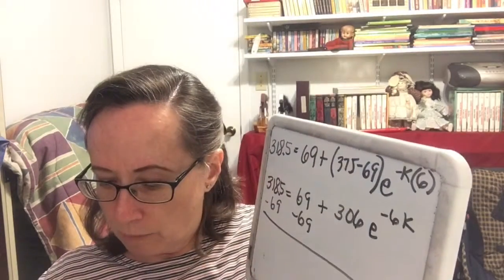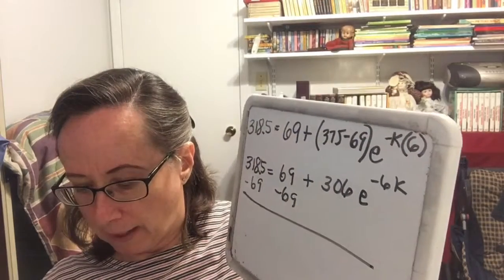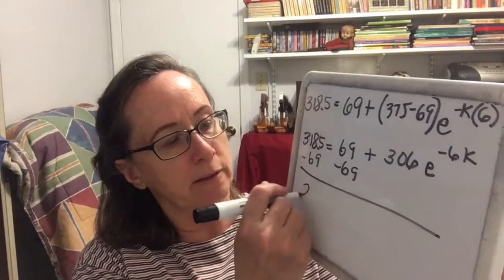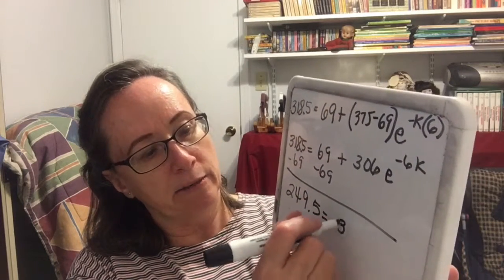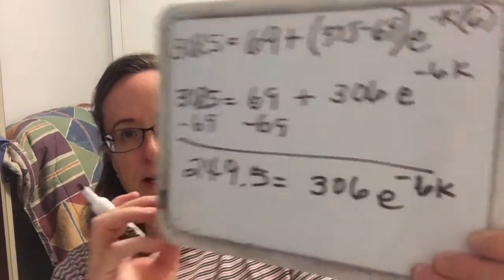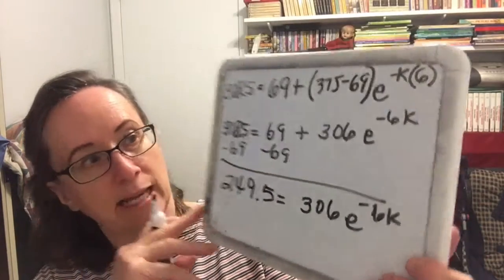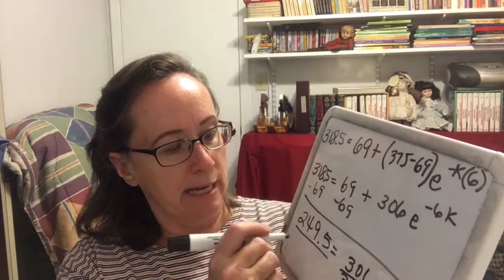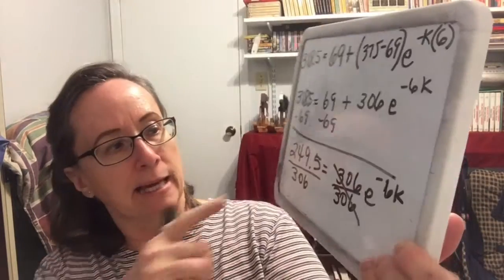So now we've got 318.5 minus 69 is 249.5, which equals 306 e to the negative 6k. Okay, so there's our equation now. And we're now going to divide by 306 on both sides. We're going to divide by 306 to get the e by itself over there, and divide by 306. So this is going to go away.